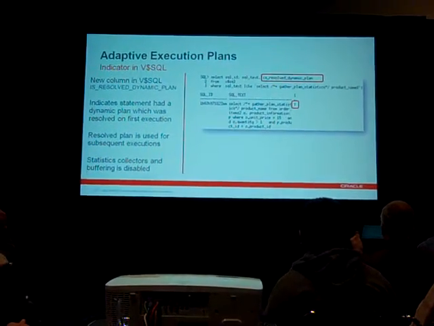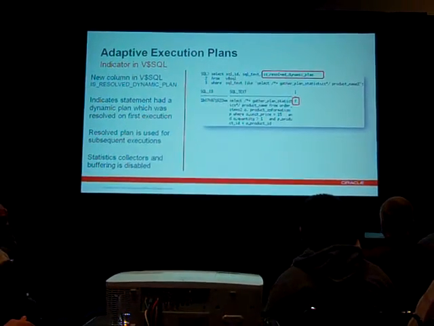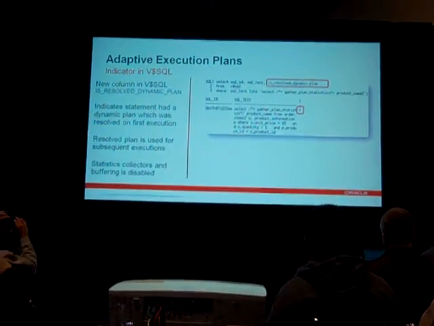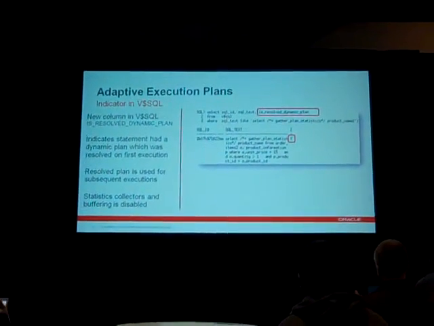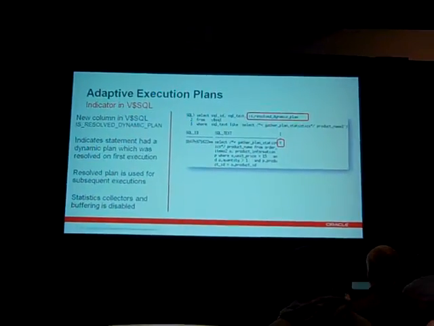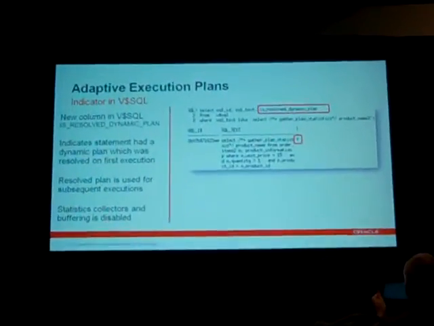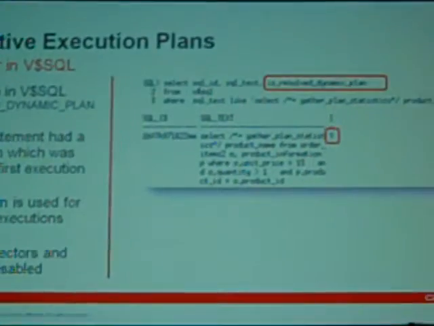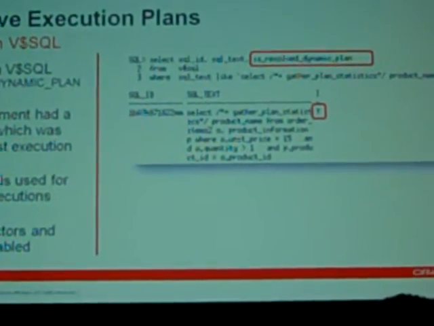Now, how do you know if you've got any of these kind of adaptive plans in your environment? There is a new column in V$SQL. It's called IS_RESOLVED_DYNAMIC_PLAN. And what that's going to tell you, if it's marked yes, is that during the execution of this SQL statement, we had an adaptive plan, and we did actually resolve it or switch that plan during the course of execution.